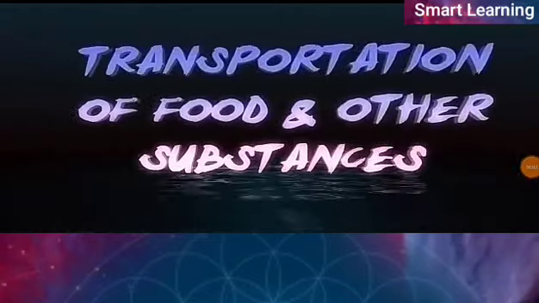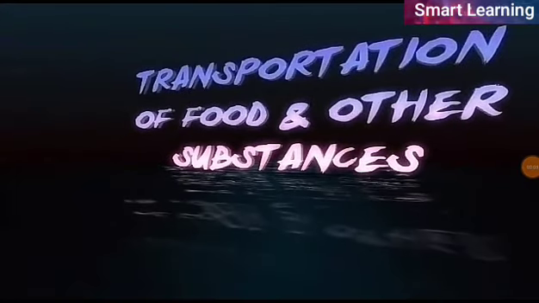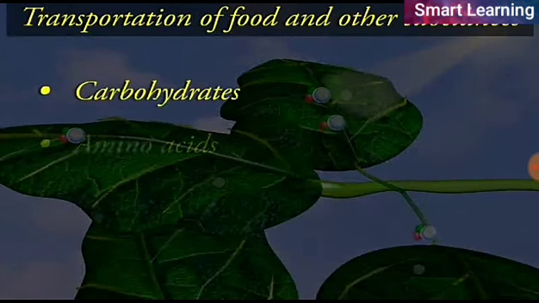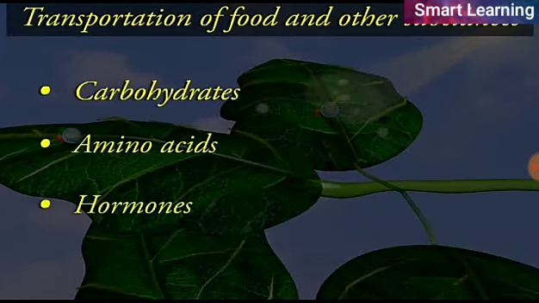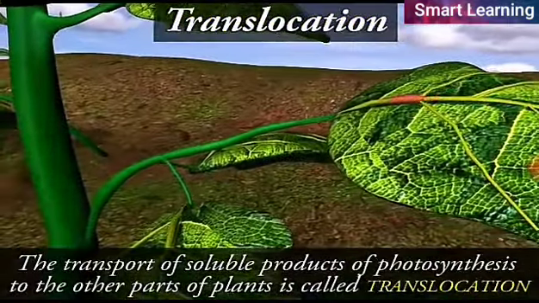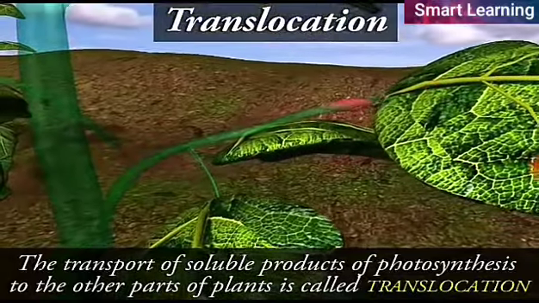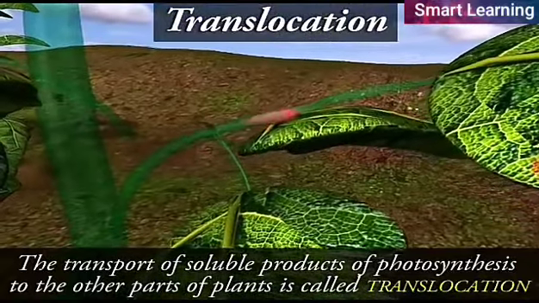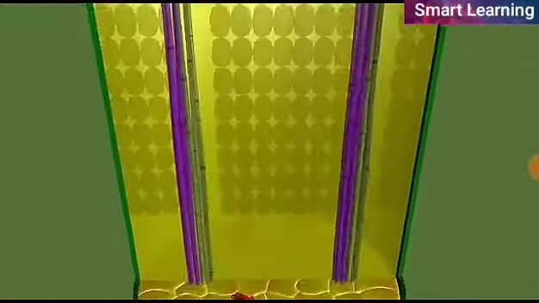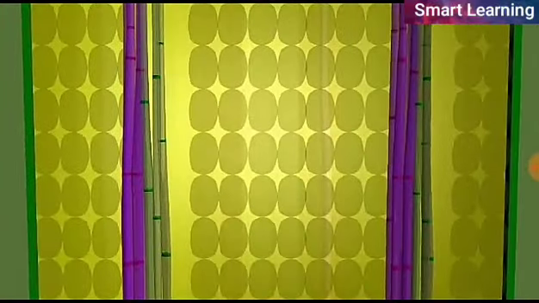Transportation of food and other substances. In plants, synthesis of carbohydrates, amino acids, hormones and other metabolites occurs in the leaves. The transport of soluble products of photosynthesis to the other parts of the plant is called translocation. The translocation occurs in the part of the vascular tissue known as phloem.